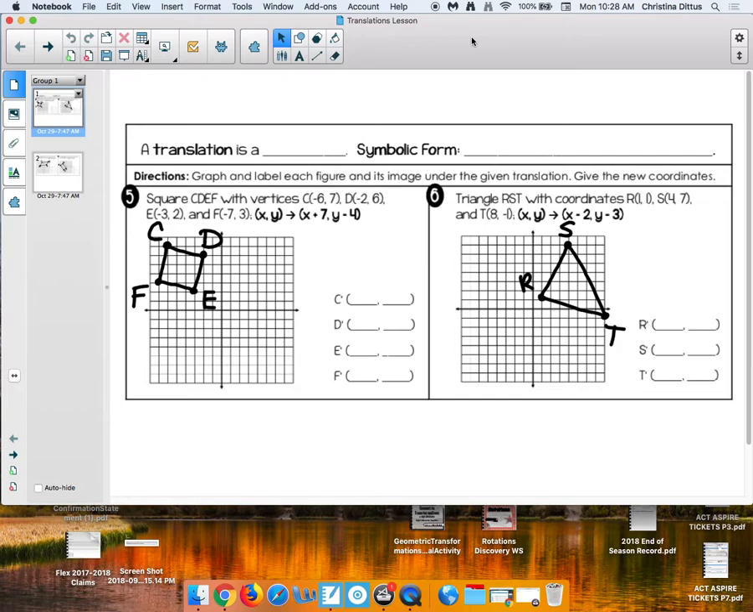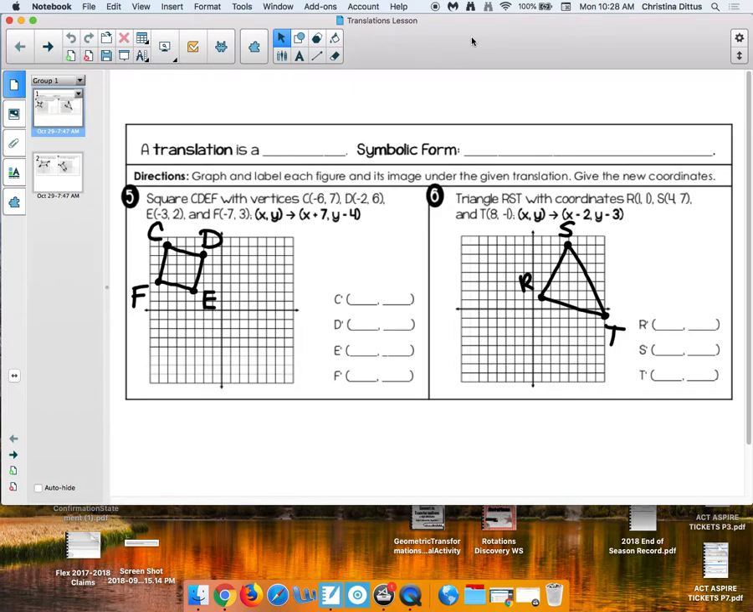So when I'm moving stuff and it says right, is that a plus or a minus? If I'm moving it to the right, that's plus, because the numbers get bigger if I go to the right. If it's a minus, I'm going to the left. If I'm going up, is that going to be a plus or minus? A plus, because numbers are bigger going up. If I'm moving down, that's going to be a minus.